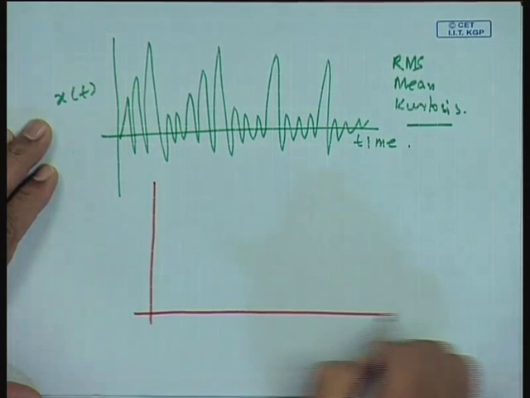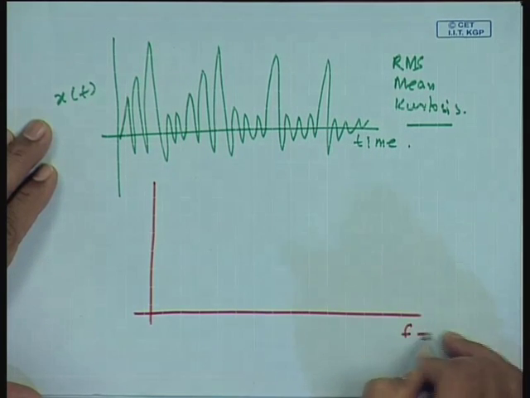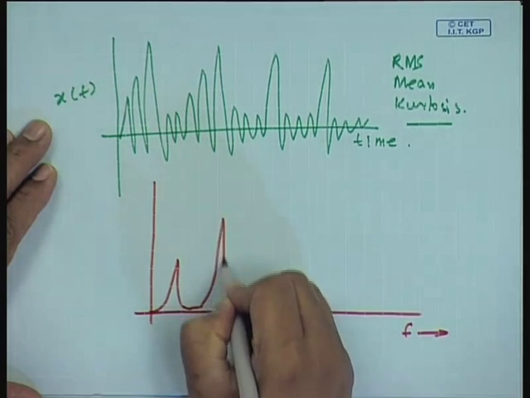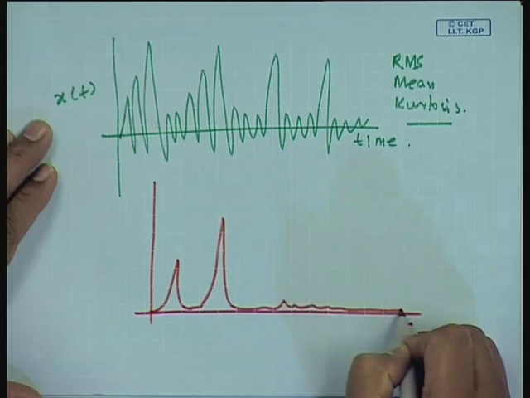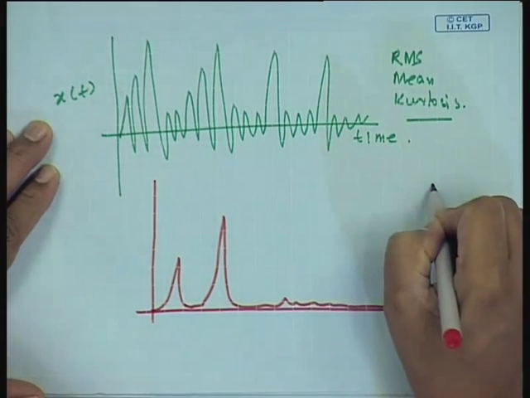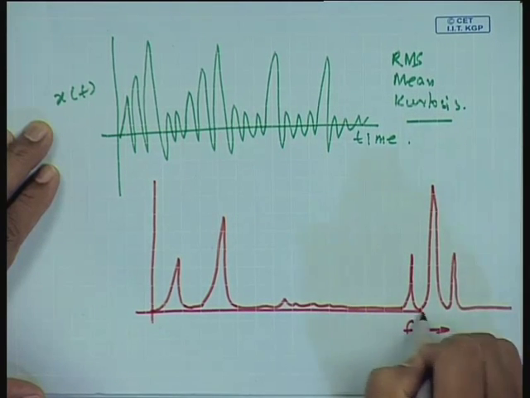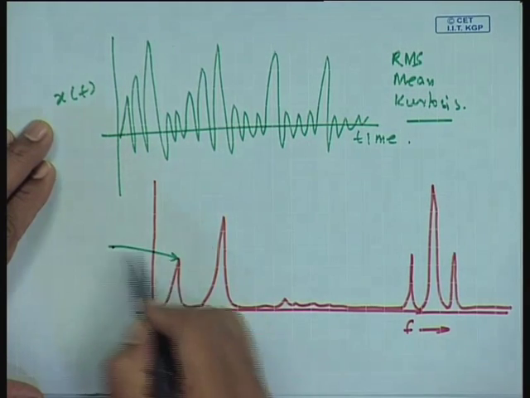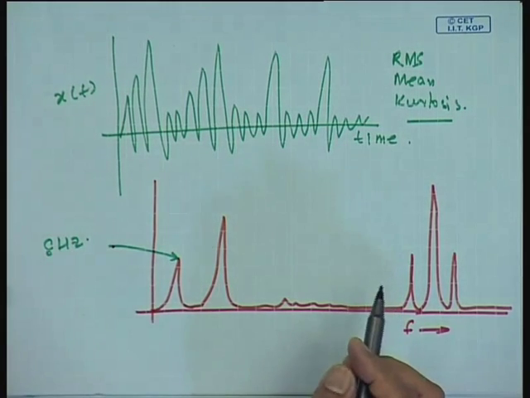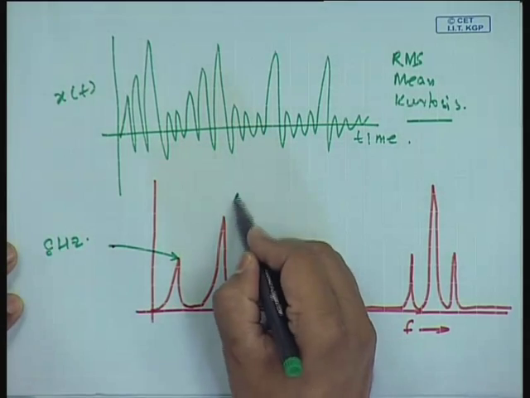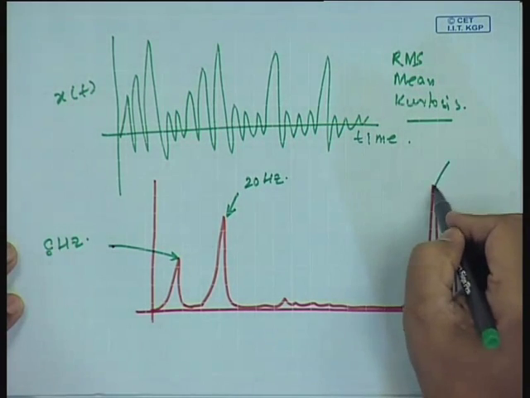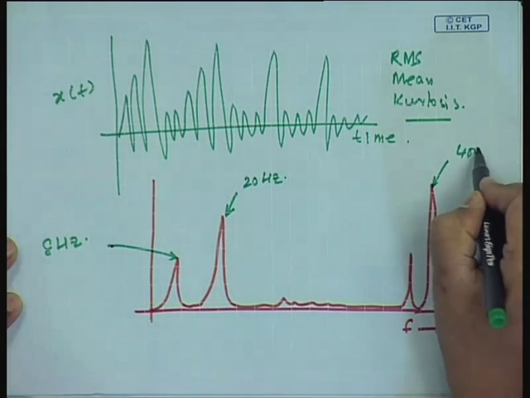But if I do a FFT analysis, what is going to happen is I may see an 8 hertz signal, a 20 hertz signal, and few other signals. And this is very, very important. This could be 8 hertz, corresponding to the rotational speed of the gear. This could be 20 hertz corresponding to the rotational speed of the pinion. This is the gear meshing frequency of 400 hertz.